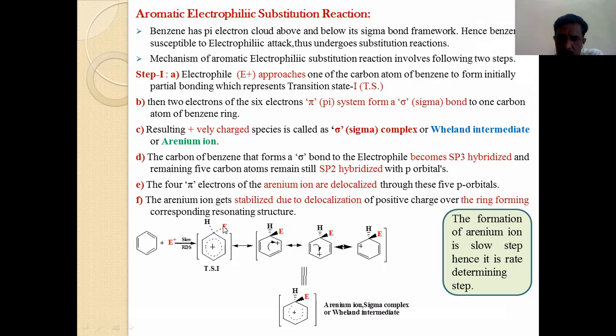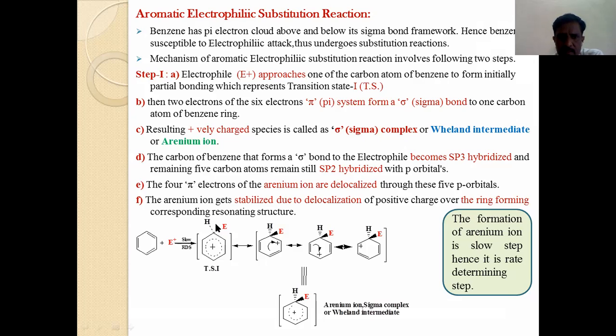This partial bond formation between the ring carbon and electrophile is called a transition state, and we can designate it as transition state 1. Are you clear what happens in the first step? In the first step, the electrophile approaches one carbon of the benzene molecule, and initially a partial bond is formed between the ring carbon and electrophile, that is called transition state 1.